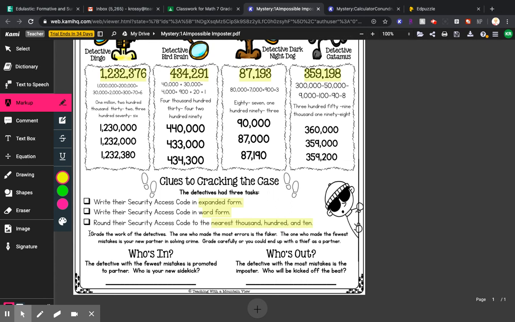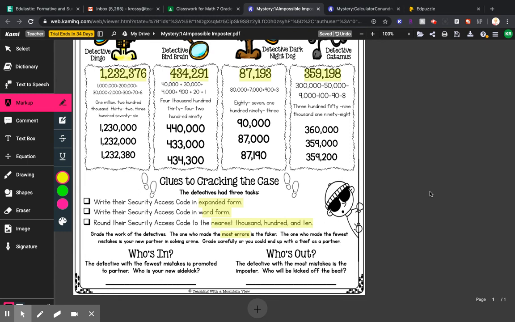Grade the work of the detectives. The one who made the most errors is the faker. So the one who made the answers wrong. Okay, so you're going to look through these and you're going to check them over. The one who made the fewest mistakes is your new partner in solving crime. Grade carefully, or you could end up with a thief as a partner.